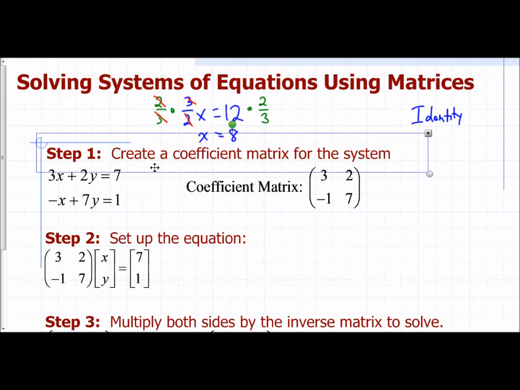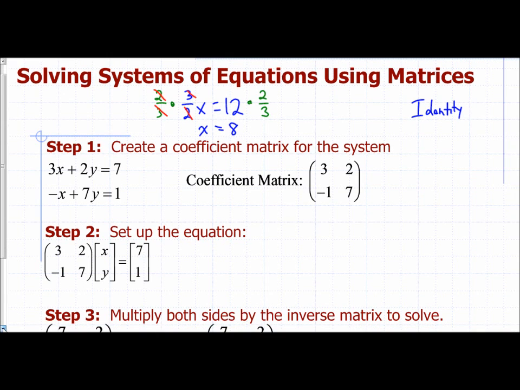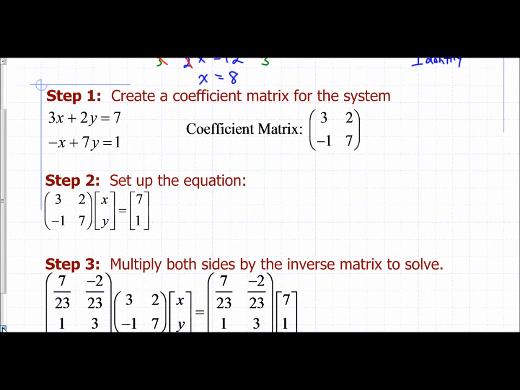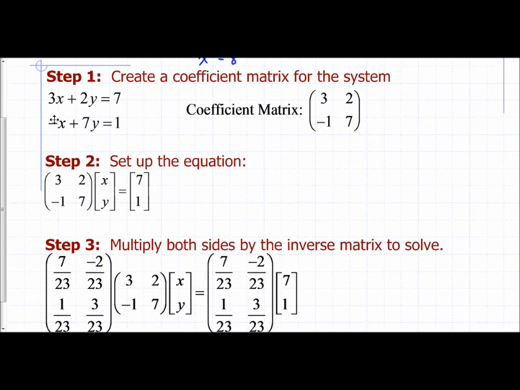Well, the first thing you're going to want to do is create a coefficient matrix, just like what we've done before. So I have my 3, 2 for my x, y, and my negative 1, 7. And then we set up the equation. Now, let's take a look at the system and our equation of matrices we set up. Our coefficient matrix goes here. Our x and y variables go as a column in a separate matrix.